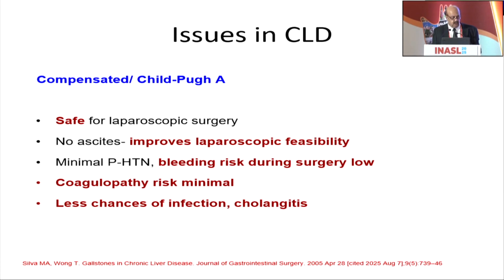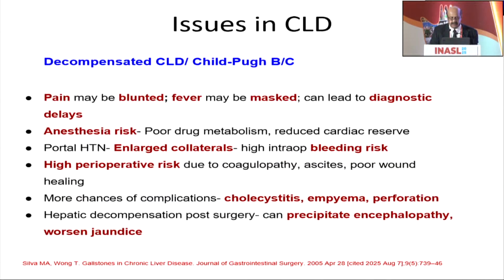So, what are the issues in CLD? In compensated Child's A cirrhosis, if a symptomatic gallstone disease is there, it is safe to do lap chole, and there is no ascites, there is minimal portal hypertension, coagulation risks are minimal, so they can be subjected to lap chole. There are fewer chances of infection and cholangitis in these patients.